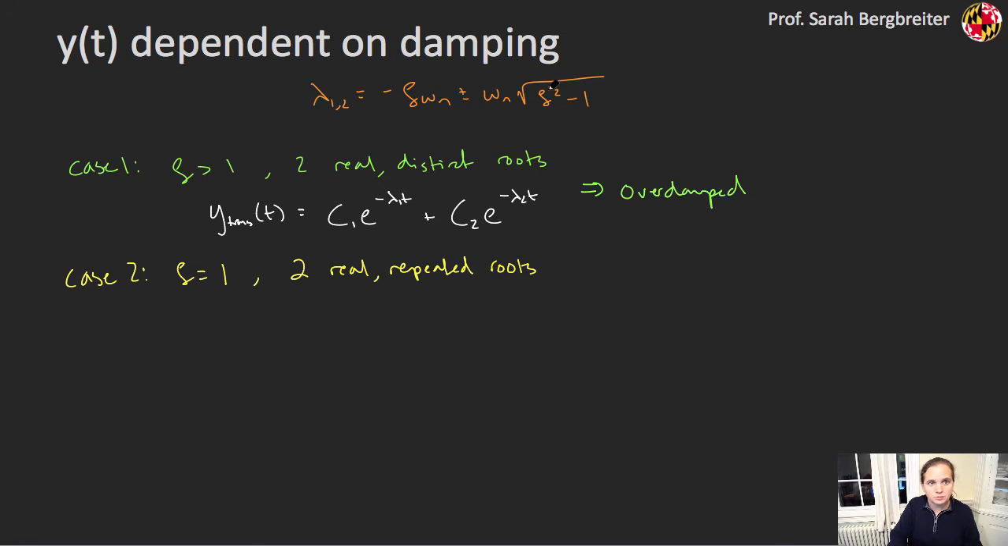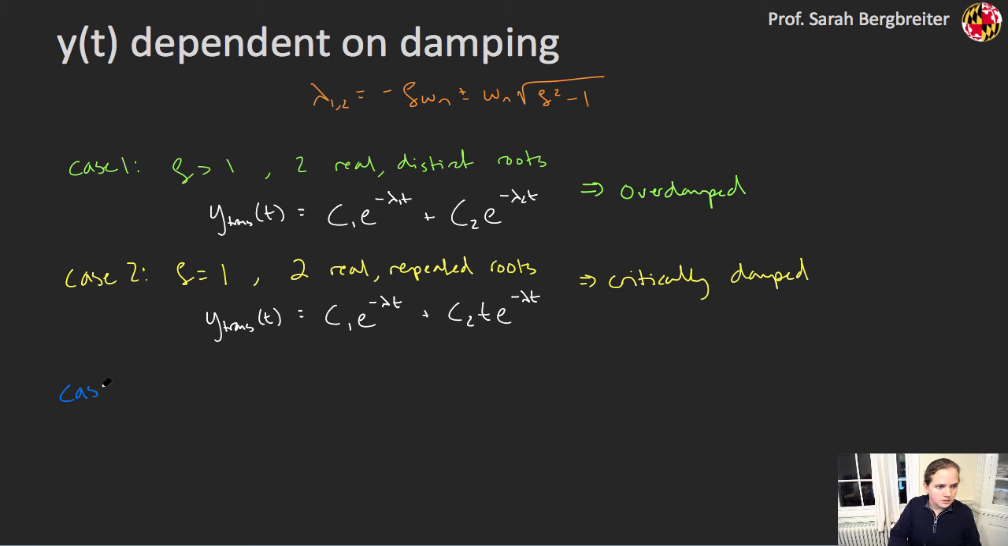Because when zeta is 1, this term goes to 0, so I have two roots, both at negative zeta omega n. So in this case, I'll have something similar. Both of the roots are, let's say, lambda. So I'll have some constant times e to the minus lambda t, but then I'll have another constant times t e to the minus lambda t. So it's a little different from that first equation. And in this case, we call the system critically damped.